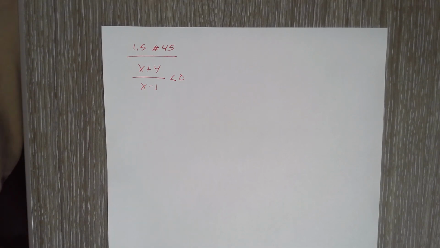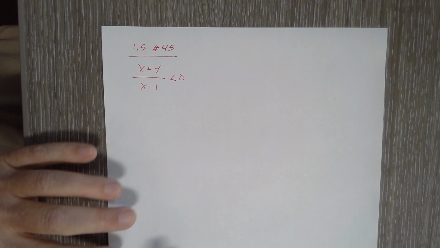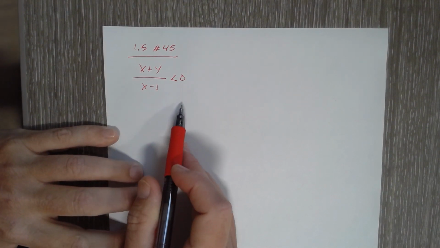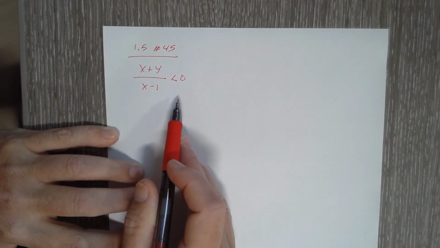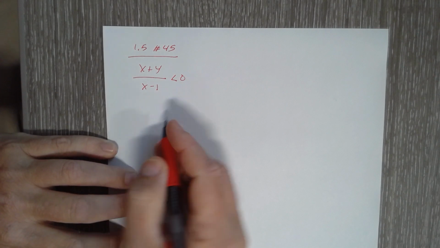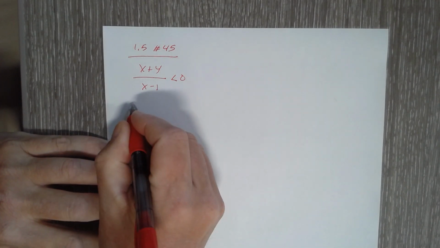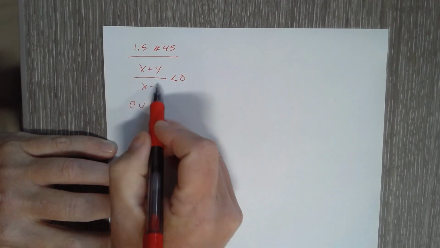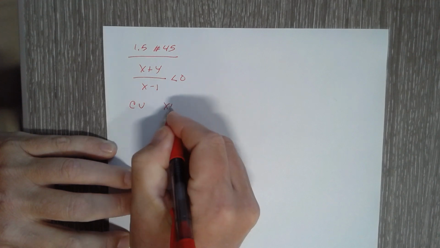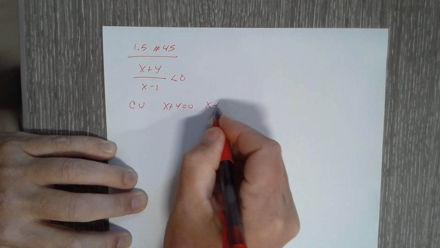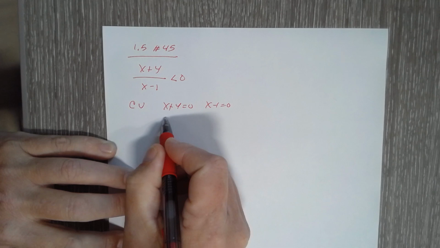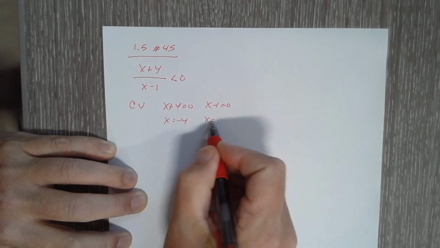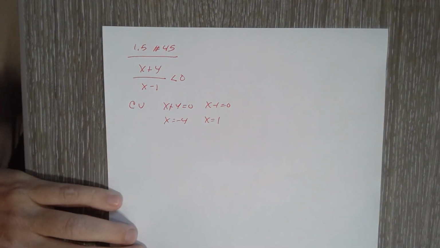Okay, section 1.5, number 45 here. What we need to do when I'm trying to find the solutions for this problem is I need to find my critical values first. All critical values are where the top and the bottom equal 0. So I take x plus 4 equals 0 and x minus 1 equals 0. And I get negative 4 and positive 1.